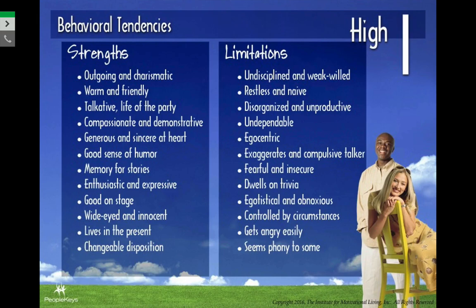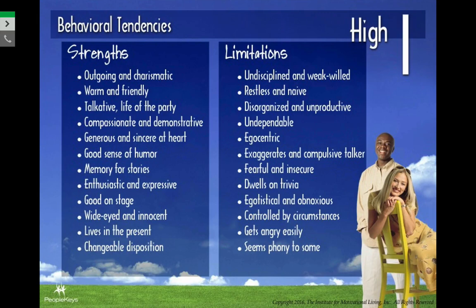Some of the key strengths: they're outgoing and charismatic, warm and friendly. They're talkative, the life of the party. They're great on stage. Some of the limitations: they can be undisciplined. They're restless. They're disorganized. They can be unproductive because they're more focused on talking and hanging out with people. They exaggerate. They can be compulsive talkers. They can start taking over a conversation and dominate it.